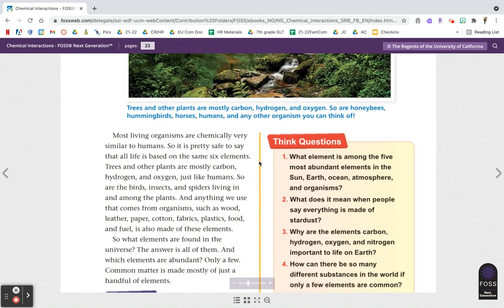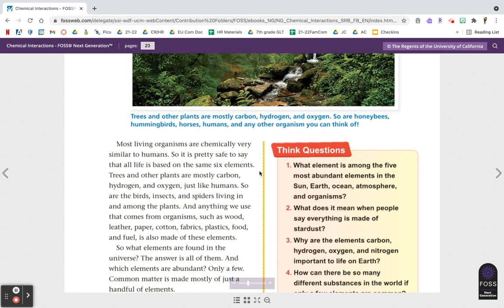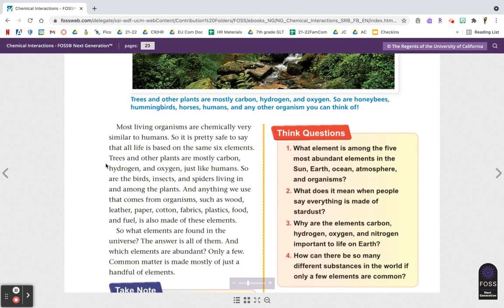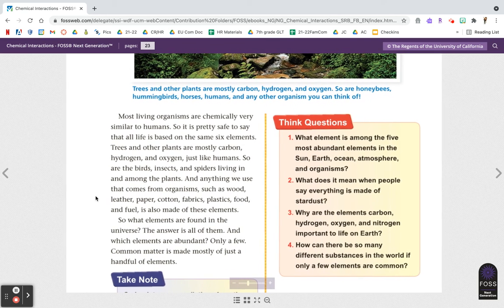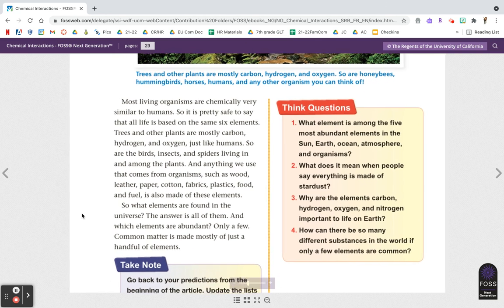Most living organisms are chemically very similar to humans, so it is pretty safe to say that all life is based on the same 6 elements. Trees and other plants are mostly carbon, hydrogen, and oxygen, just like humans. So are the birds, insects, and spiders living in and among the plants. And anything we use that comes from organisms, such as water, leather, paper, cotton, fabrics, plastics, food, and fuel, is also made of these elements.